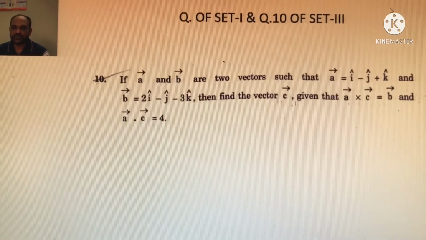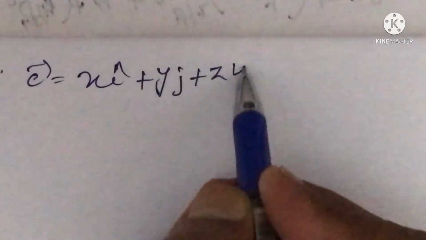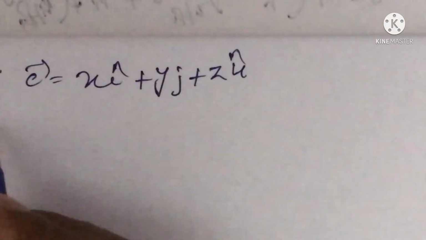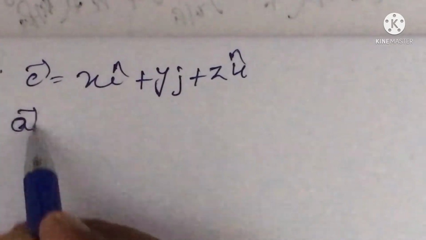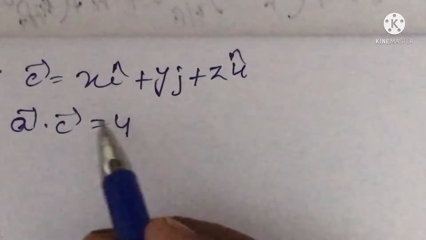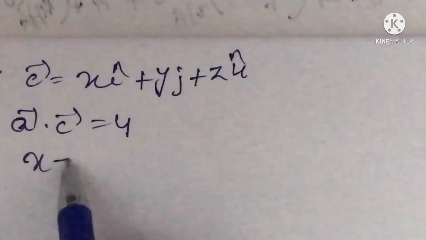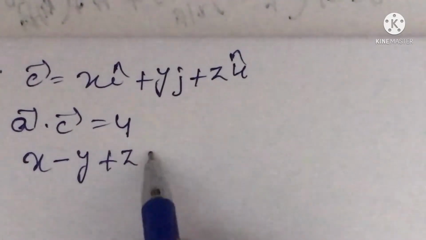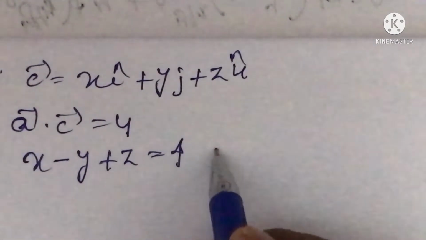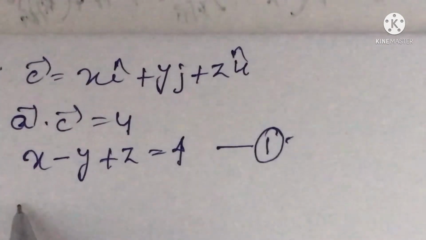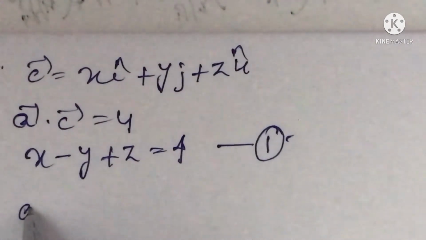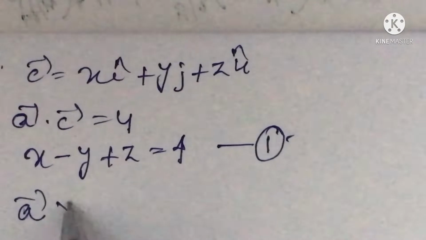Now the solution of this question is: let C vector is equal to xi plus yj plus zk. Given A dot C is equal to 4. So we get x minus y plus z is equal to 4. This is our equation 1. Also given that A cross C is equal to B vector.